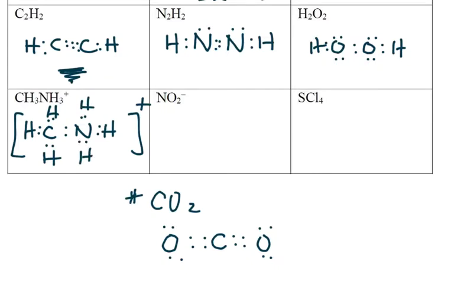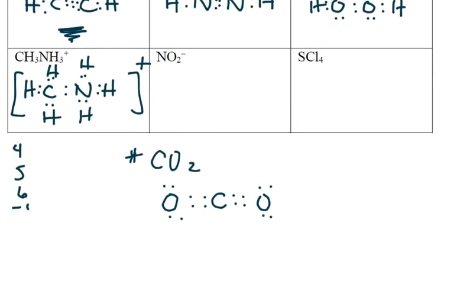Carbon has 4, nitrogen has 5. So we have 4, we have 5, and we have 6 hydrogens. And because we have a plus charge, that means we're going to lose 1 electron. So when we get all done with this, I can see I have 4 plus 5 is 9, plus 6 is 15, minus 1, 14 electrons. And I've drawn 14 electrons, 2, 4, 6, 8, 10, 12, 14. So this is actually the right structure.